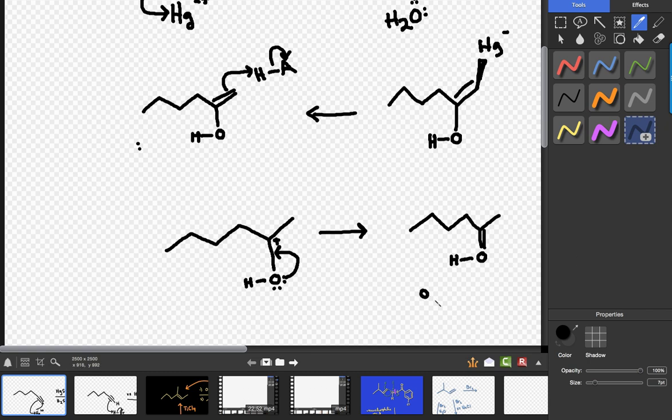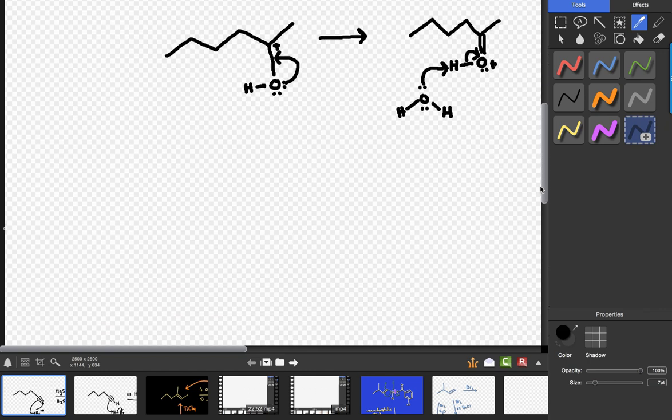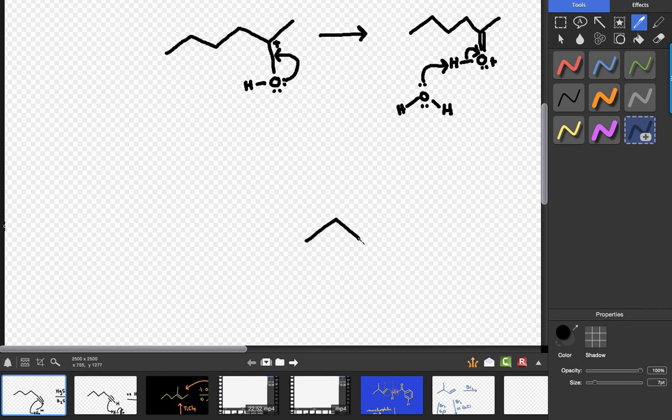So another water molecule comes in, acts as a base, and the driving force is to regenerate the acid catalyst and to neutralize my carbonyl because this has a positive charge, but not after this proton transfer occurs. And so my final product, when I react a terminal alkyne with HgSO4 and H2SO4, is I get a ketone.